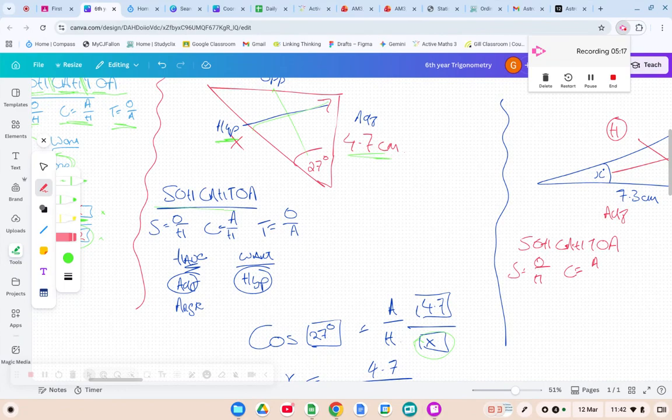You write the rule in its 3 parts. Write the rule: S is equal to O over H, C is equal to A over H, T is equal to O over A. What do we have? Well, we have the adjacent, it's 14.7 centimeters. We have the angle. Remember, don't write A and A here, it becomes confusing: A for adjacent, A for angle, and we have the hypotenuse. There's only one rule here that involves adjacent and hypotenuse, it's the cosine rule.